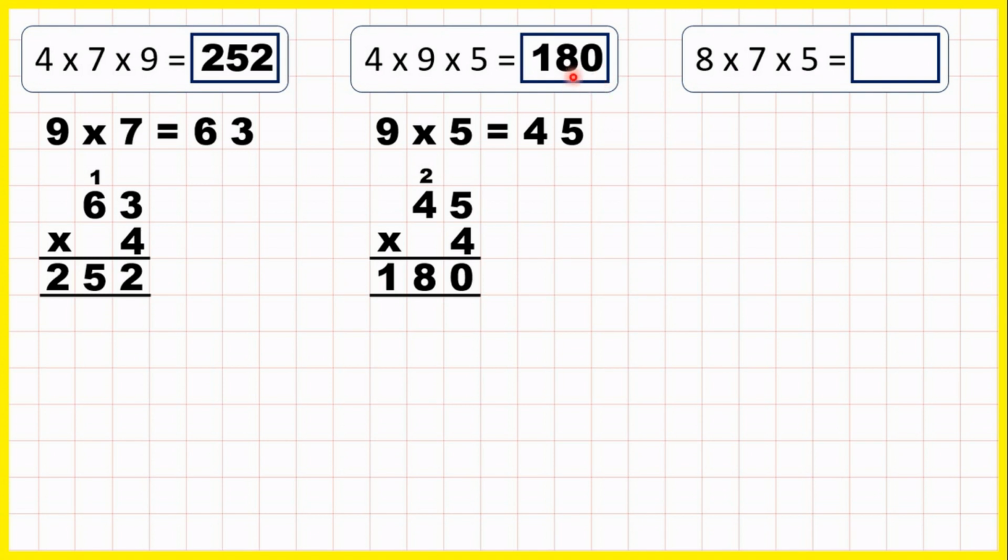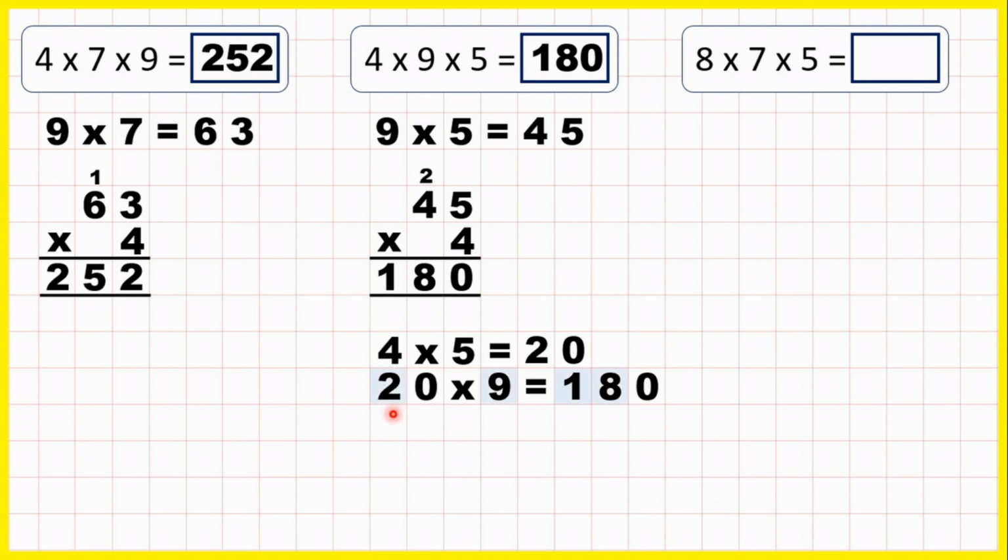But we might have got this answer quicker if, instead of multiplying the larger numbers together first, we multiplied the numbers that make a multiple of 10. So 4 times 5 is 20, and because that ends in a 0, it's really easy to multiply that 20 by the other number in our question. So 20 times 9 is 180, because 2 times 9 is 18. Then if we have 1 end 0 in a multiplication question, we have 1 end 0 in the answer.